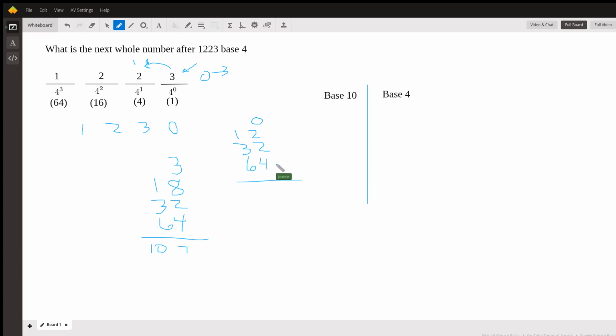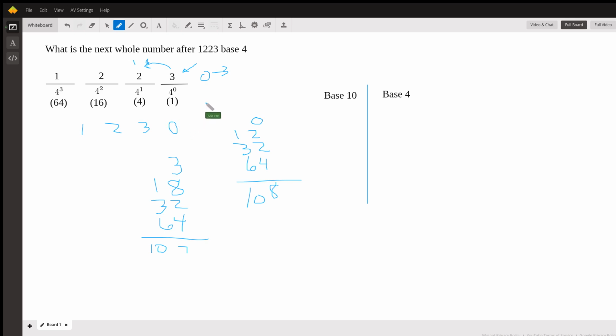Let's see if this works. 12 plus 32 is 44, plus 64 is 108. Okay, so by checking it, I basically checked it in base 10. By checking it, I can see that the number that I had to begin with was 107, and I now have 108. So that's a way you can check it using base 10.